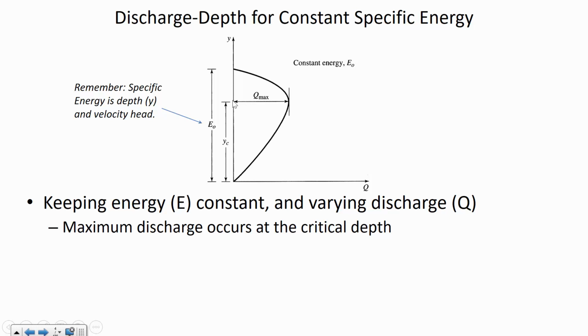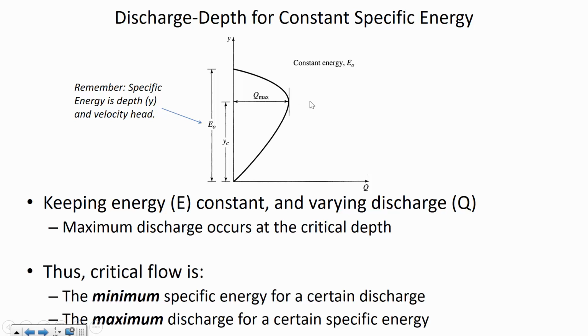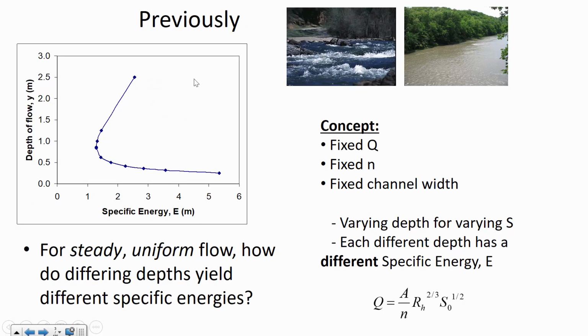And of course that's not a coincidence, because what we talked about last time was that the critical depth is a location of maximum efficiency. It's the point at which we can accommodate the most flow for a certain amount of energy that's available. And so one way to think about critical flow is it's the minimum amount of specific energy for a certain discharge. That's what we looked at last time. That's what this figure had to say about critical depth. Critical depth was the minimum amount of specific energy for a certain fixed Q.